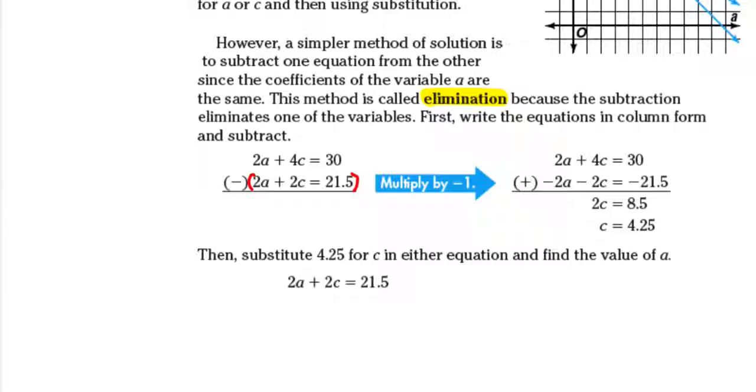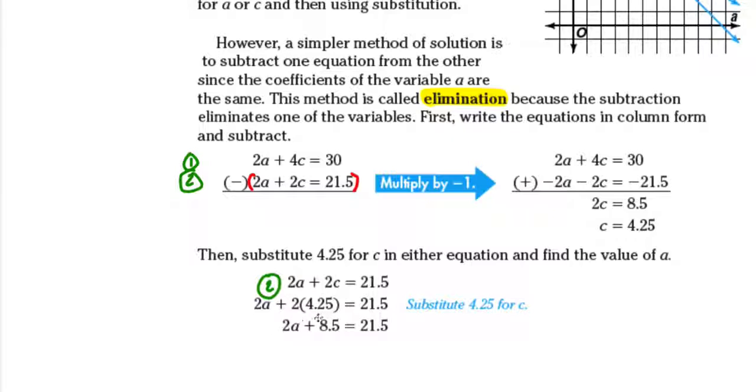Remember what I told you about systems of equations. It would be very useful for you to name your equations. So we substitute 4.25 to equation number 2, and from there we have 2a plus 2 times 4.25, which is the value of c, equals 21.5, and we simply solve for a.